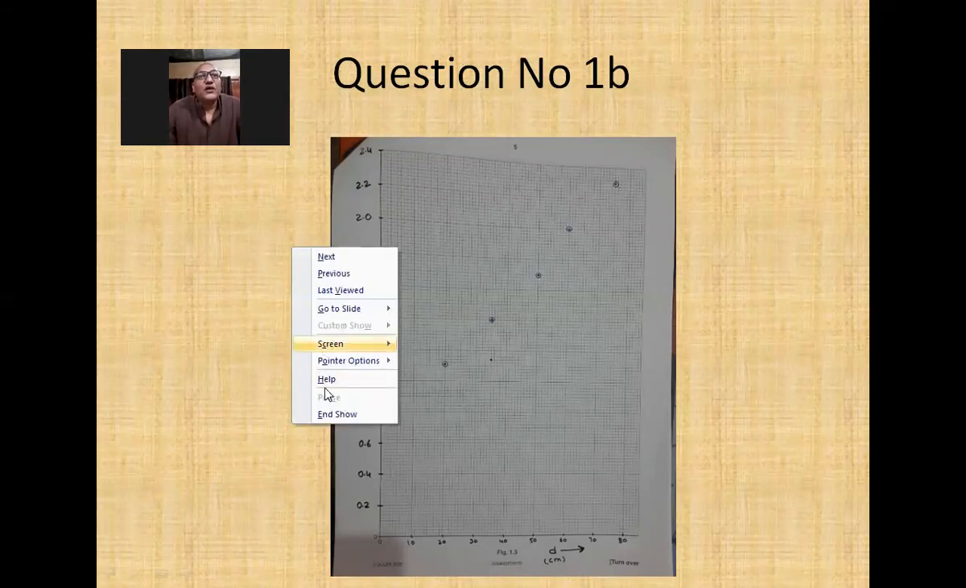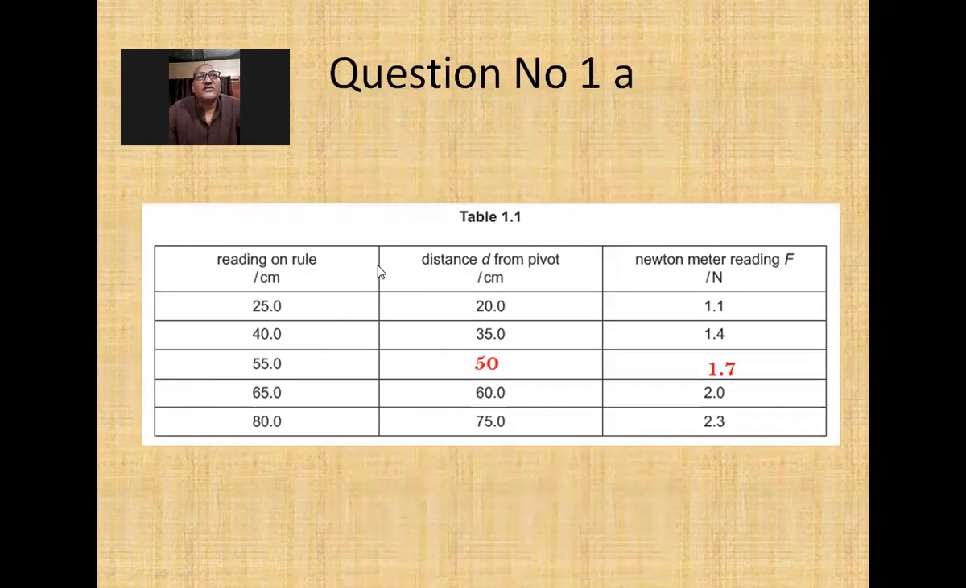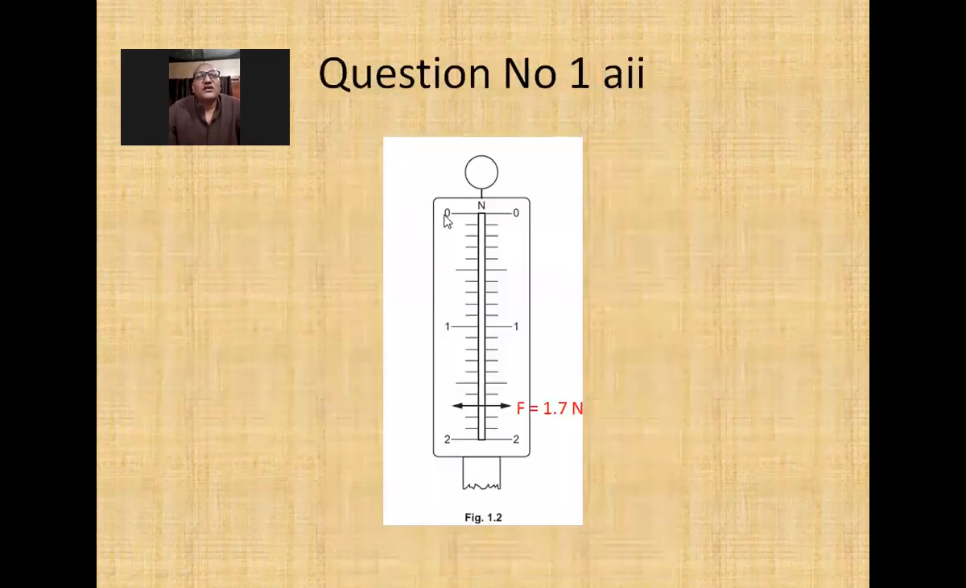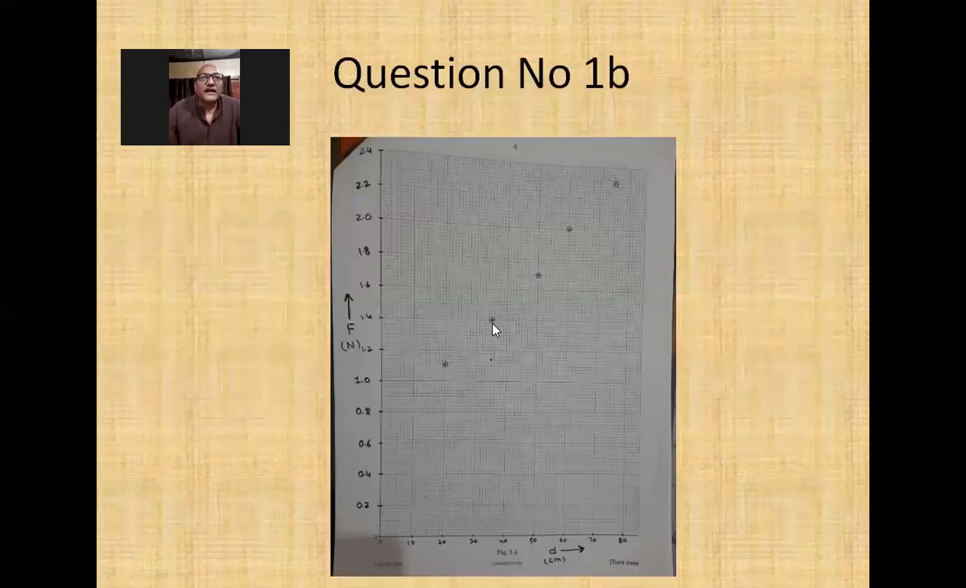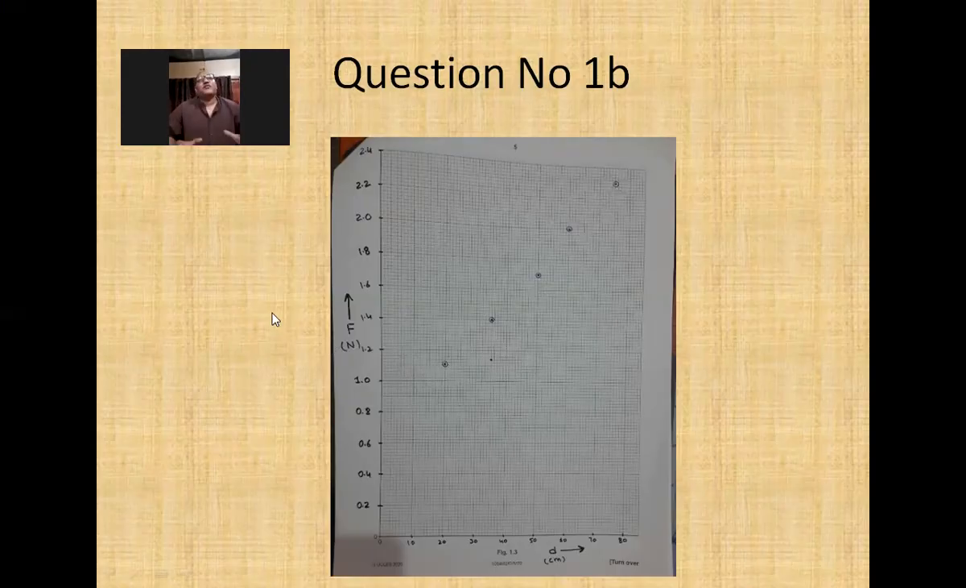Then I will plot those values. Let me bring those values here. So at 20, I will put a mark of 1.1. At 35, I will put a mark of 1.4. These are X coordinate, Y coordinate: 50, 1.7, sorry, 60, 2, and 75, 2.3. So these are the coordinates. You can see I have plotted them, this point, this point, this point, this point, and this point. If you have the hard copy of this paper, plot these points like we have drawn.